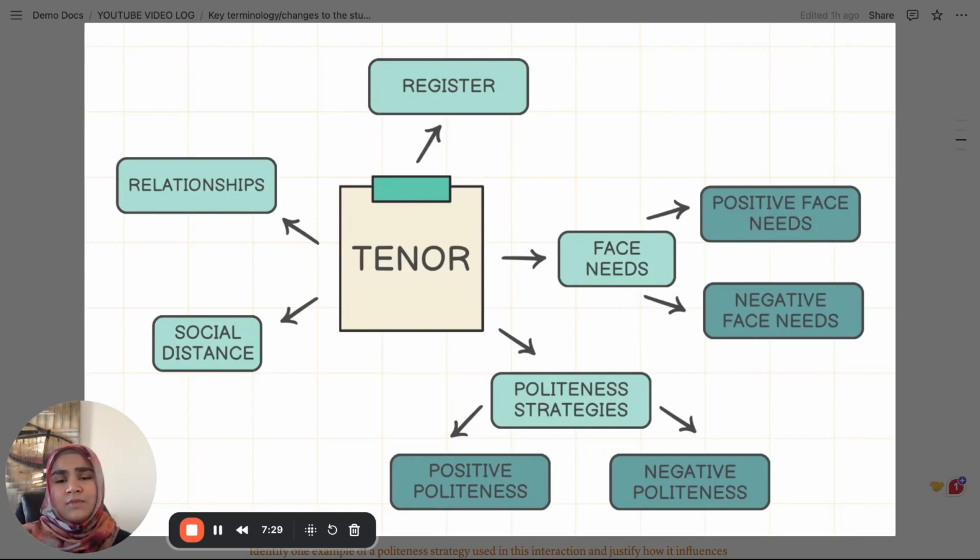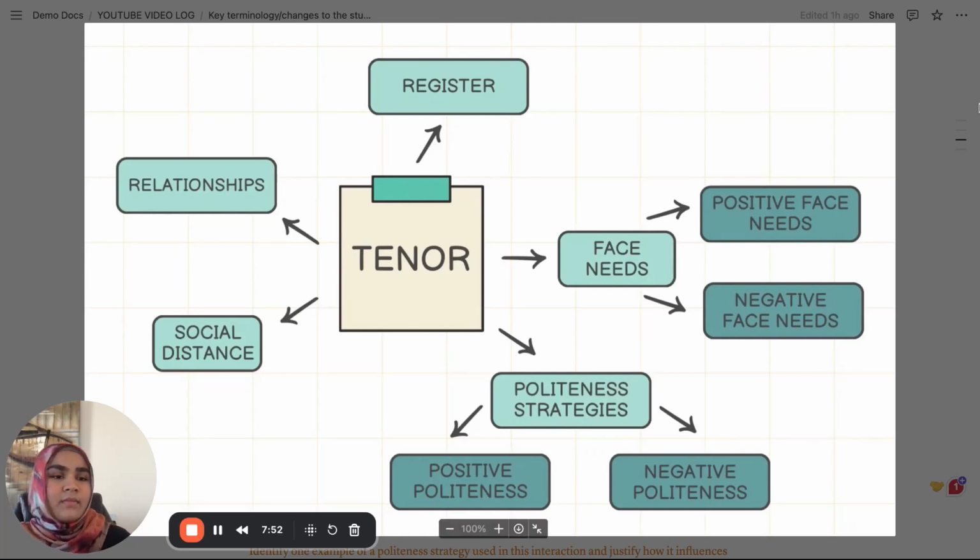But this should show you that tenor can be talked about in so many different ways and linked to so many different things as well. And it should make it a little bit less confusing for you, because you can have so many robust discussions about tenor in your ACs or your SAQ responses just by linking them to all these, not all of them, but some of these factors.